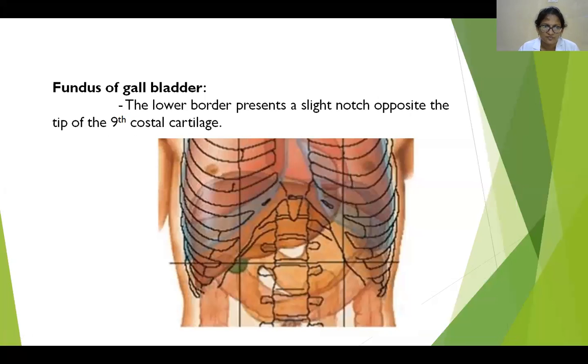Next, coming to the fundus of the gallbladder. Where are we going to see the fundus of the gallbladder? See, this is the fundus of the gallbladder. You see this fundus of the gallbladder at the lower margin of the liver. How should you point this out? This is the transpyloric plane. There you have this.